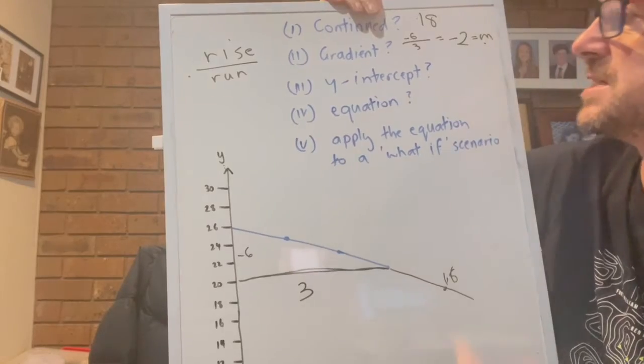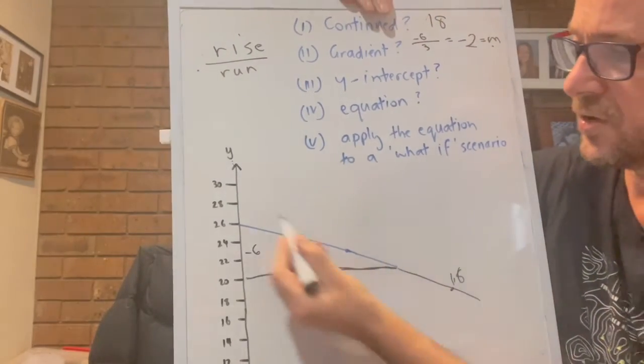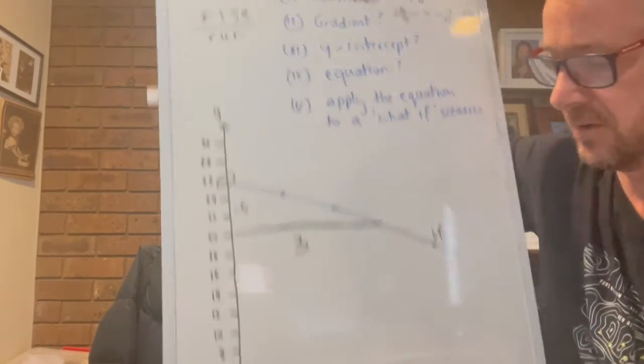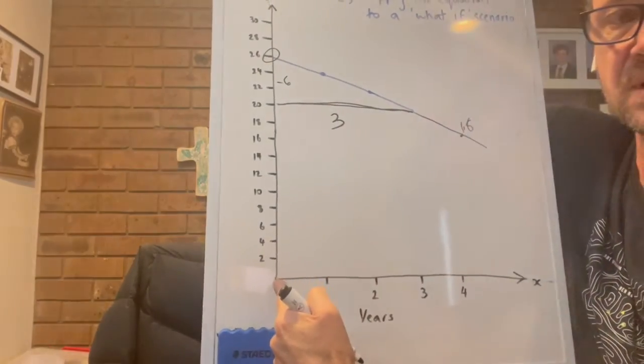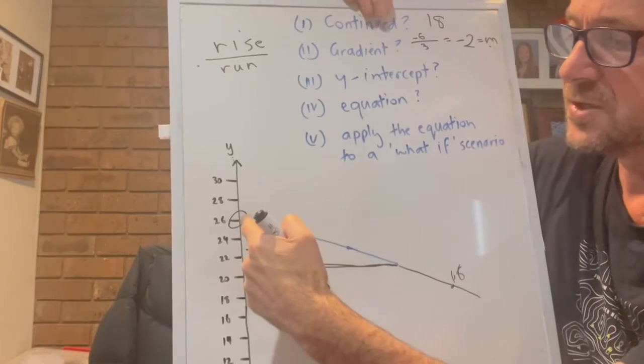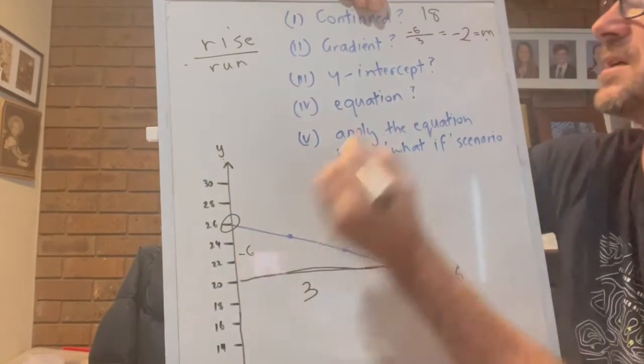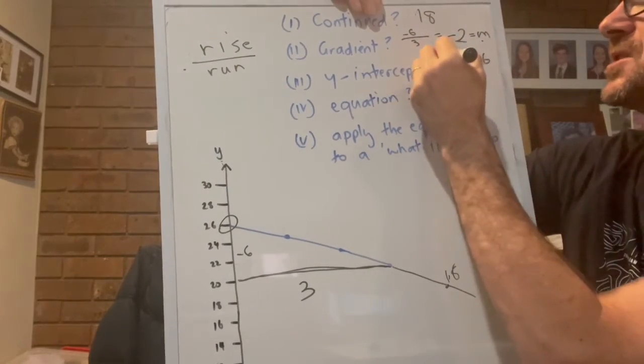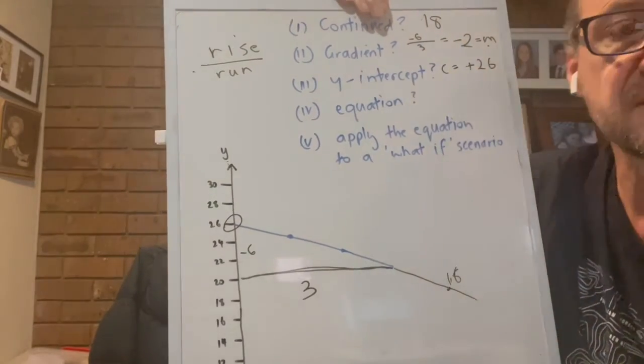Now, the y-intercept is where our line crosses y, so that's where x is 0. So along our x-axis, it's 0, so we go up, and it is 26, positive 26. So our y-intercept is positive 26, and that's equal to c. Okay, and we'll come on to that, the equation.